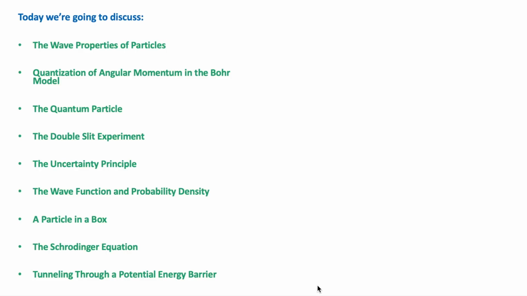Hi, so today we're going to discuss the wave properties of particles, quantization of angular momentum in the Bohr model, the quantum particle, the double slit experiment, the uncertainty principle, the wave function and probability density, a particle in a box, the Schrodinger equation, and tunneling through a potential energy barrier.